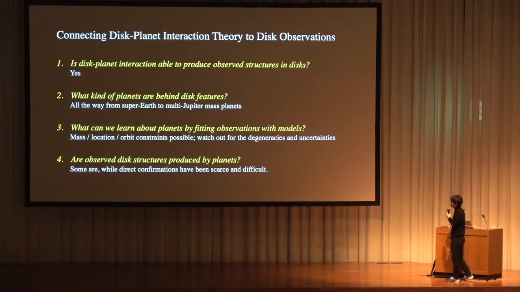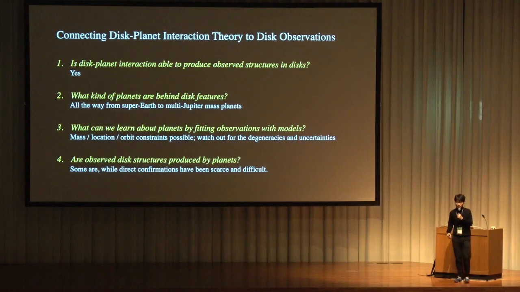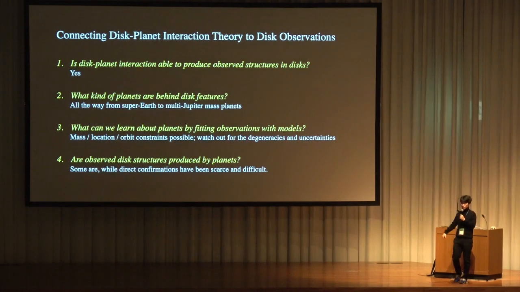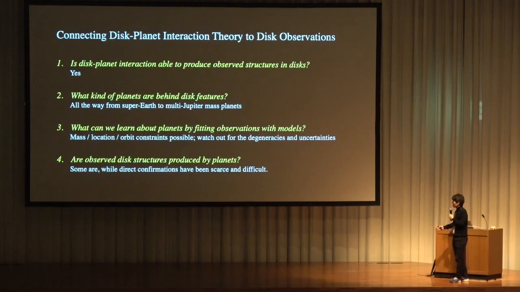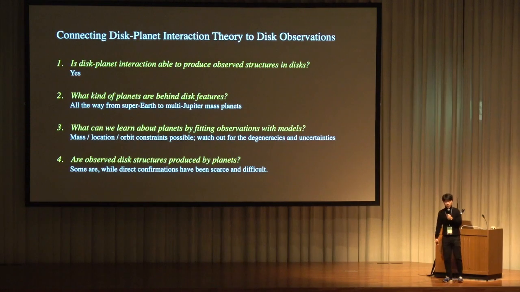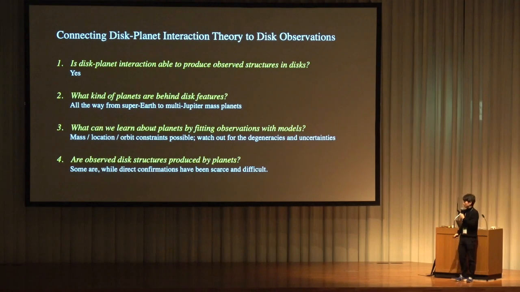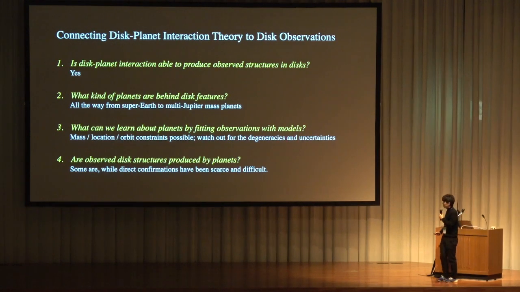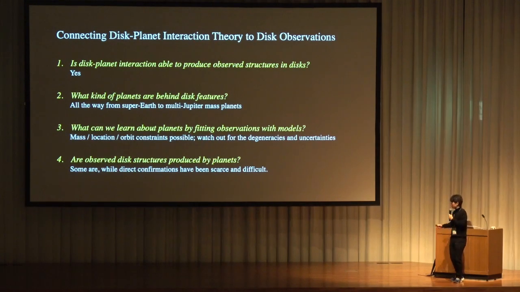So to summarize this part, is this planet interaction able to produce observed structures? Yes. What kind of planet are we talking about? All the way from super Earth to basically the upper limit of planets, multi-Jupiter mass. What can we learn about those planets? Well, in theory, we can constrain their properties by studying the morphology of their induced structures. In practice, those efforts are sometimes complicated by the degeneracies in the models and our incomplete knowledge of the disk. And finally, are observed structures really produced by planets? Some are, but direct confirmation has been scarce and difficult.